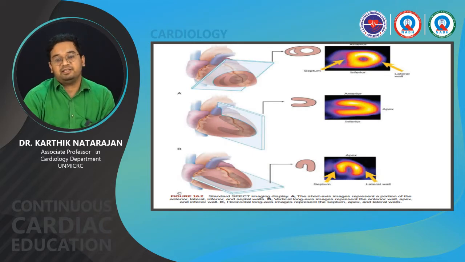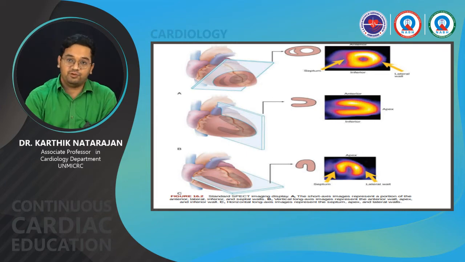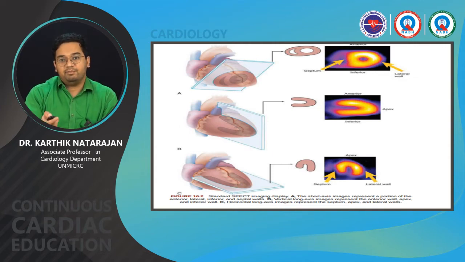This is the interpretation of the SPECT MPI. You can see that the topmost view is similar to a short axis view of the echo, where you can see the septum, the lateral wall, the inferior wall, and the anterior wall. On the second figure, it's a vertical long axis view, where you can see the anterior, the inferior, and the apex. On the last view, it's a horizontal long axis view, where you can see the septum, the lateral wall, and the apex.